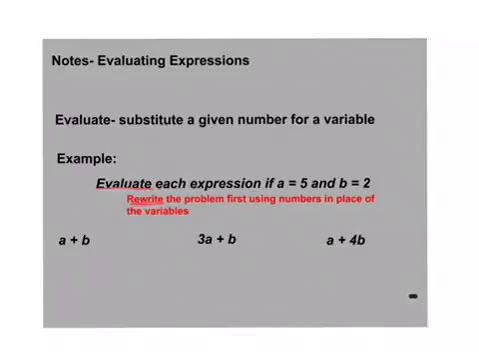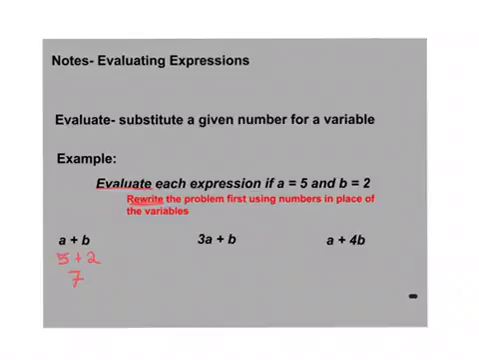So when I see an expression like A plus B, and I know that A has a value of 5 and B has a value of 2, I just write in my new numerical expression 5 plus 2, and then using my order of operations, I simplify.